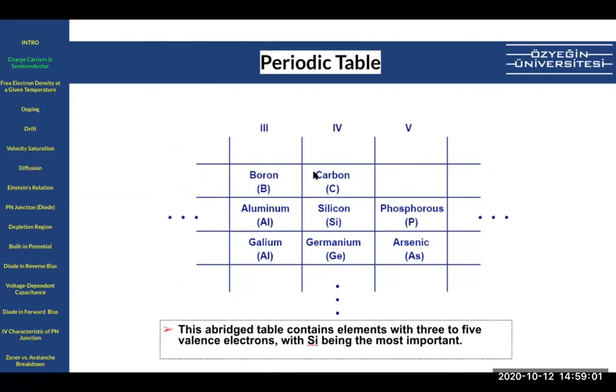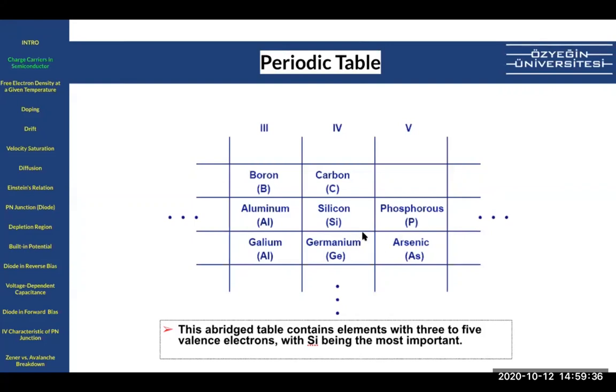And looking at the periodic table, as you remember from chemistry, there are different atoms. There are groups 3, 4, and 5. If you look at silicon, silicon is just like carbon. It's in the middle. And aluminum, gallium, boron have 3 electrons in their outer shells. And phosphorus and arsenic have 5 valence electrons in the outer shell.